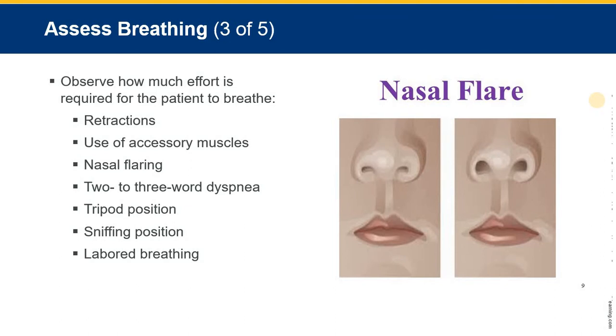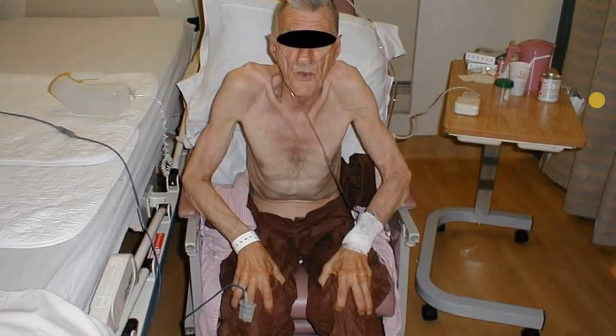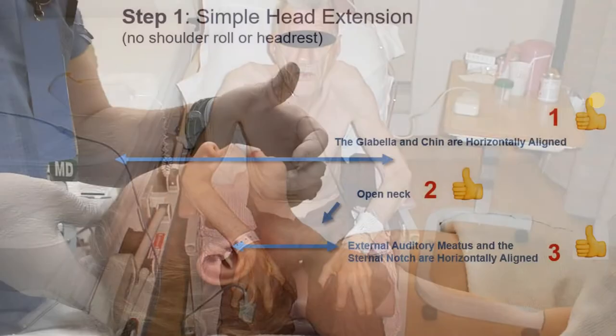Like I said, are they talking in 2 or 3 word sentences? We call that 2 to 3 word dyspnea. Dyspnea just means difficulty breathing. Are they sitting in those tripod positions or the sniffing position, which I'll show in a second? Does it look like they're really working hard to breathe? Are they getting tired just from breathing? So this is going to be that tripod position that you've seen before, where patients lean forward and put their hands on their knees, and it looks like they're trying to tripod.